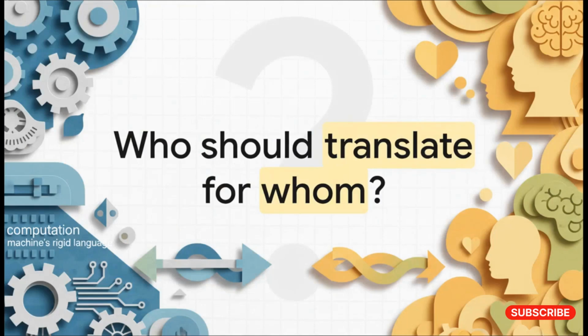Which leaves us with a fascinating final question to ponder. If systems inherently speak the language of computation, and humans inherently speak the language of psychology, well, who should be working harder to translate for whom? Should we have to adapt and learn the machine's rigid computational language, or should designers build systems that flawlessly understand our human psychological language? It's the ultimate tension at the very heart of interaction design, and for sure something to chew on the next time you casually click your mouse.